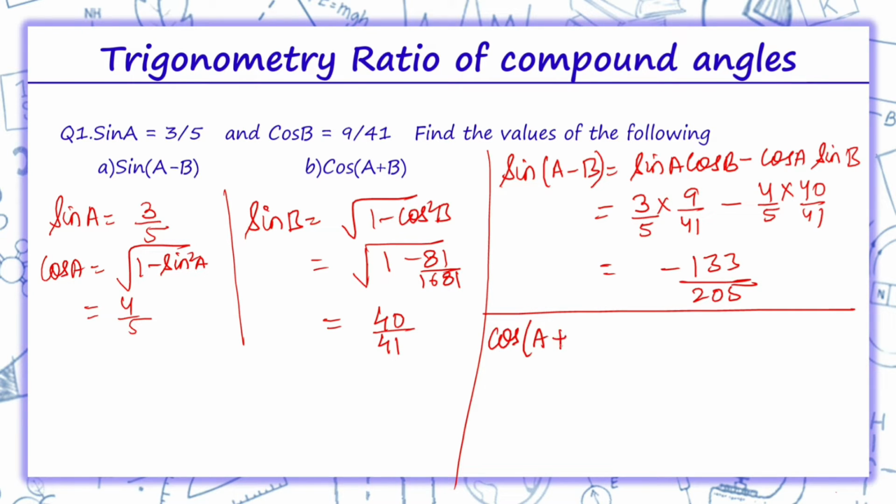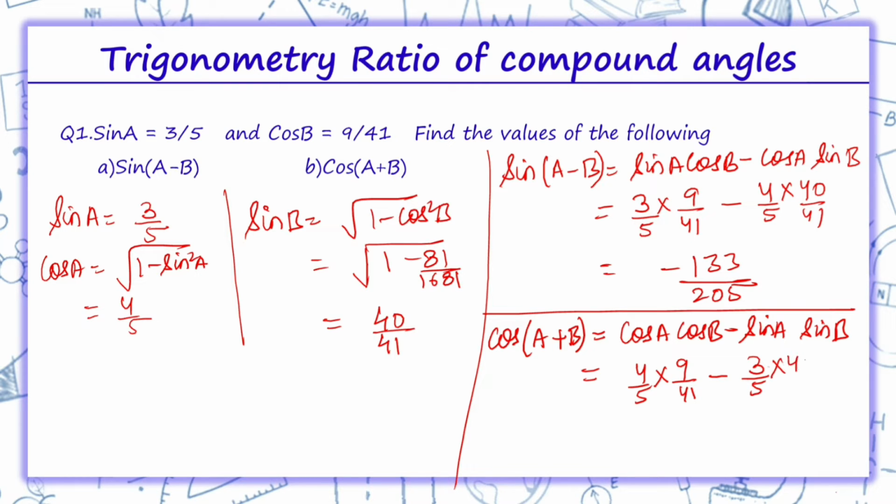Next is cos(A plus B). Cos(A plus B) will be written as cos A cos B minus sin A sin B. The value of cos A is 4 by 5, cos B is 9 by 41. Value of sin A is 3 by 5 and sin B is 40 by 41. So on solving it, we will get minus 84 by 205. So this is how we have to solve the questions, by applying these formulas.